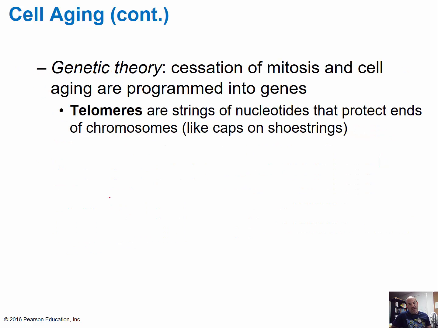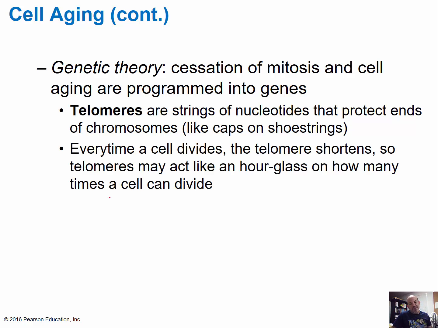And then there's genetic theory, and here the cessation of mitosis and cell aging are actually programmed into your genes. So here, you think about the DNA is double-stranded, and capping the ends of the DNA, or these chromosomes, are structures called telomeres, which are strings of nucleotides that protect the ends, kind of like caps on the end of shoestrings keep the shoestring from fraying apart. Every time a cell divides, a little piece of the telomere breaks off, so the telomere shortens.